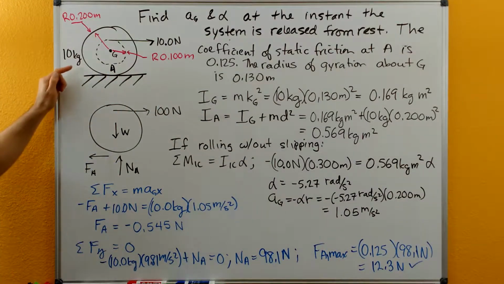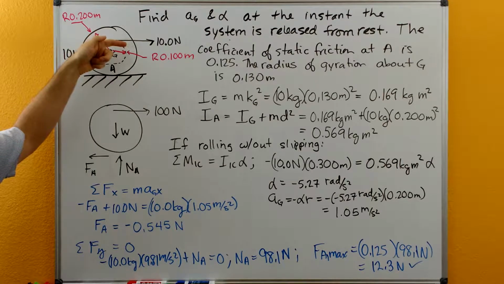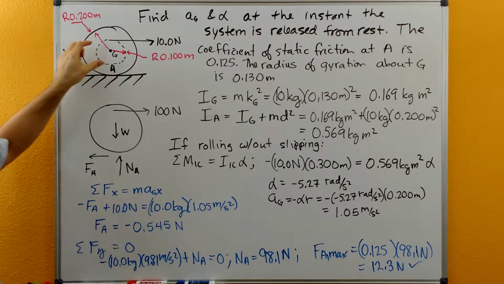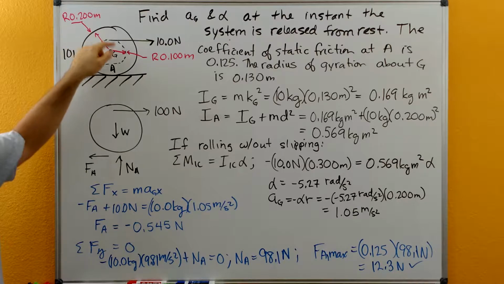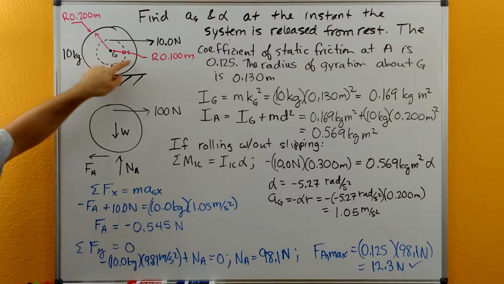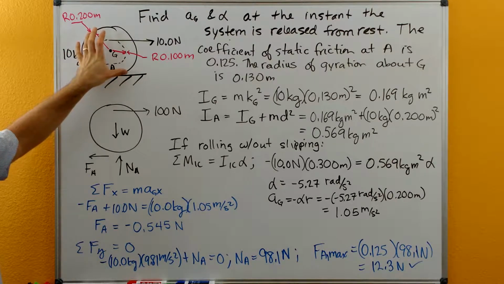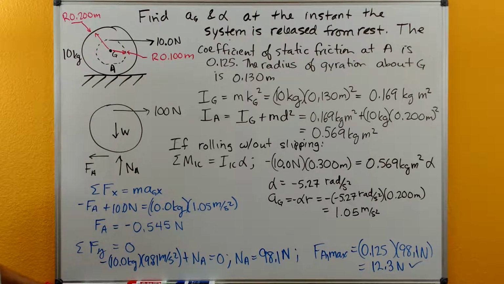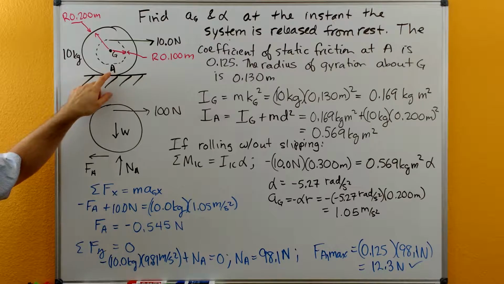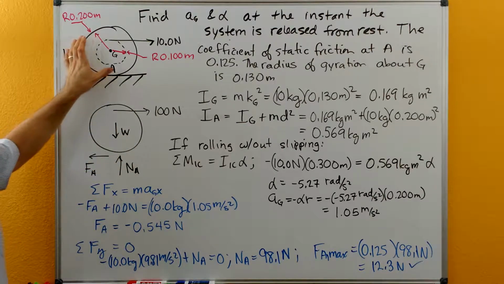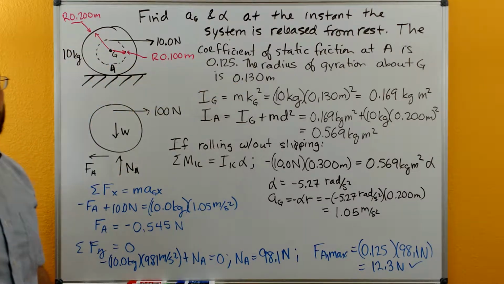So in this problem we have a cylinder which has a 10 Newton force acting on it. The cylinder itself is 10 kilograms. The cylinder has a rope wrapped around an inside diameter, and the inside diameter is 0.1, and then this larger outer diameter is 0.2 meters. We have a coefficient of friction of 0.125 here at A, and then we have a radius of gyration around the center of gravity for this system of 0.130 meters.